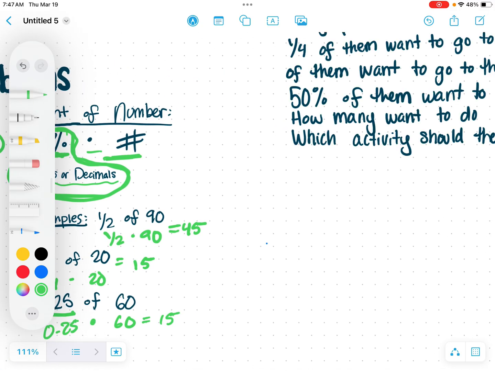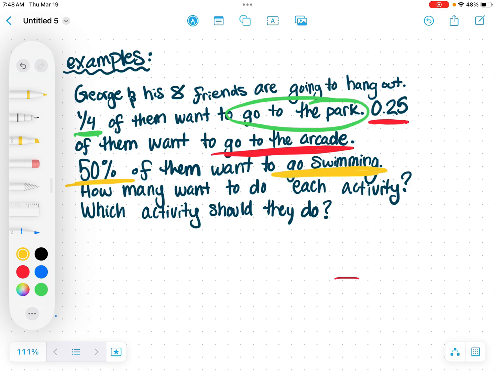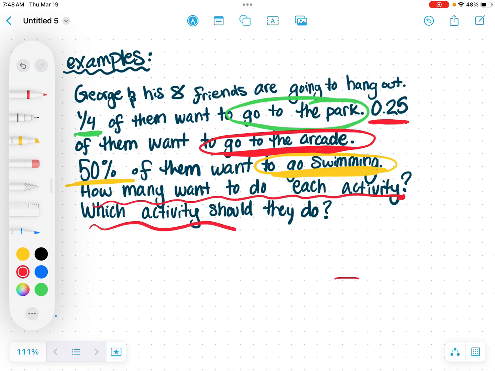Okay, so what does that look like when it's in a word problem? It's going to look something like this. So George had his 8 friends, and they're going to go hang out. 1/4 of his friends want to go to the park. 0 and 25/100ths of them want to go to the arcade. 50% of them want to go swimming. Okay, and the question is, how many friends want to do each activity? Which activity should they do? Like, which activity is most popular? Okay, so we need to go ahead and solve how many people are going to do each activity.